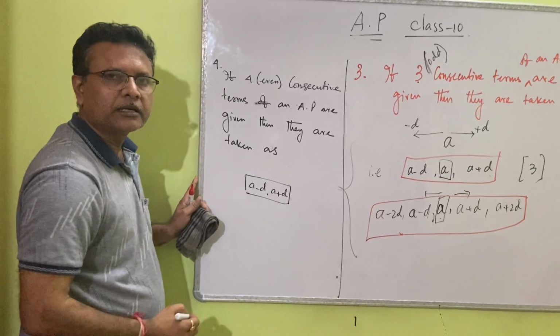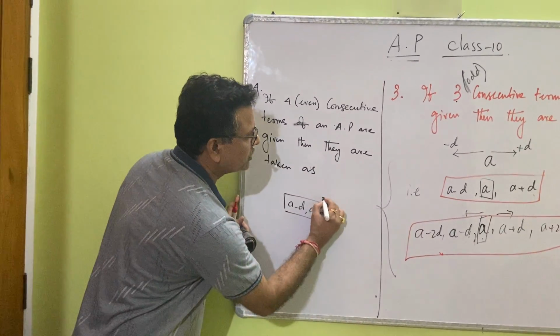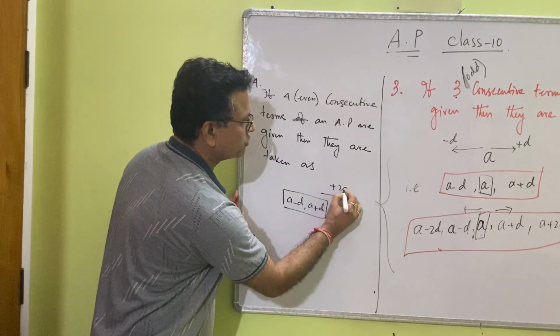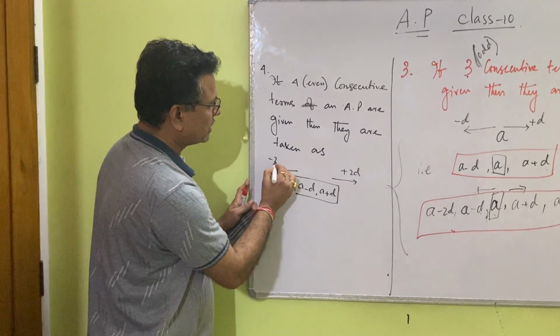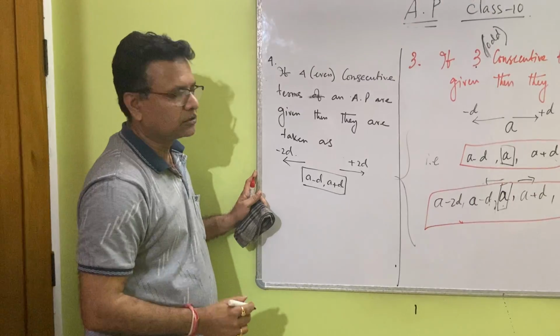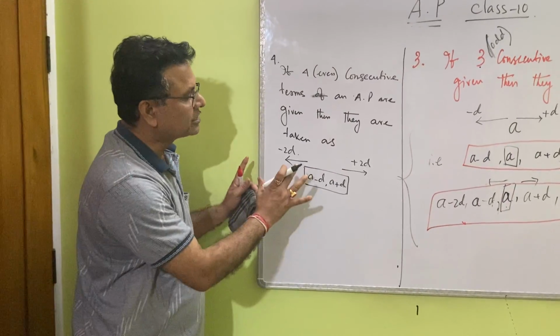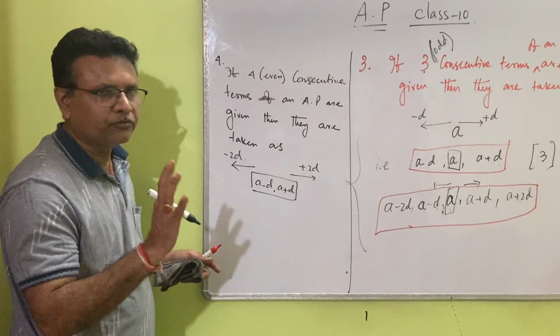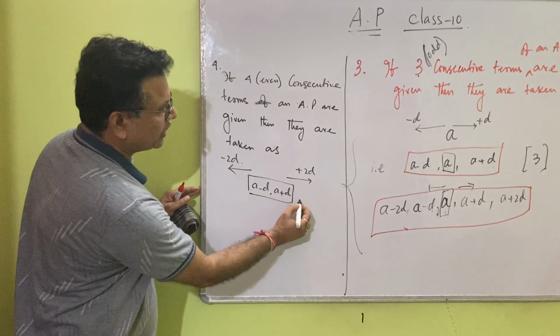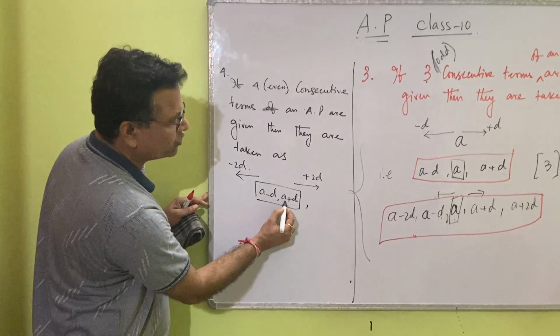A minus D and A plus D. If you go in this direction, plus 2D. If you go in that direction, minus 2D. Now, this is the rule. This will generate any number of even terms. I am writing only for 4. So, if I go in that direction, I have to write 2D with this.